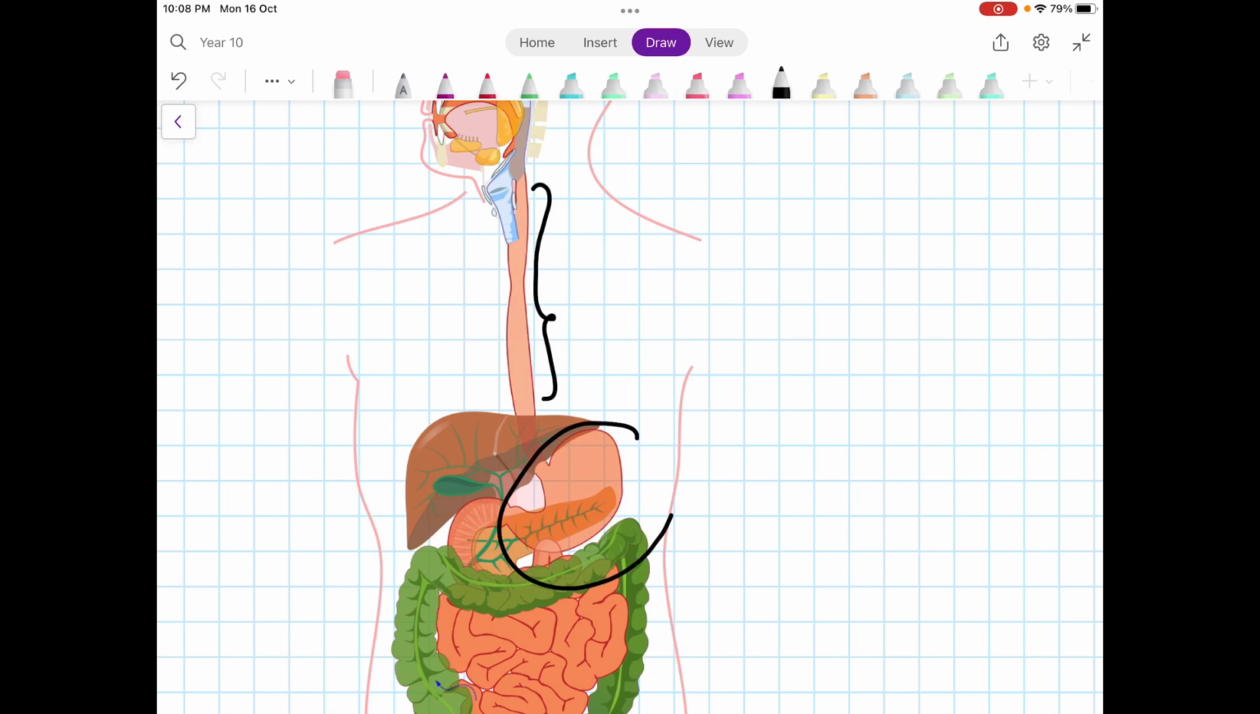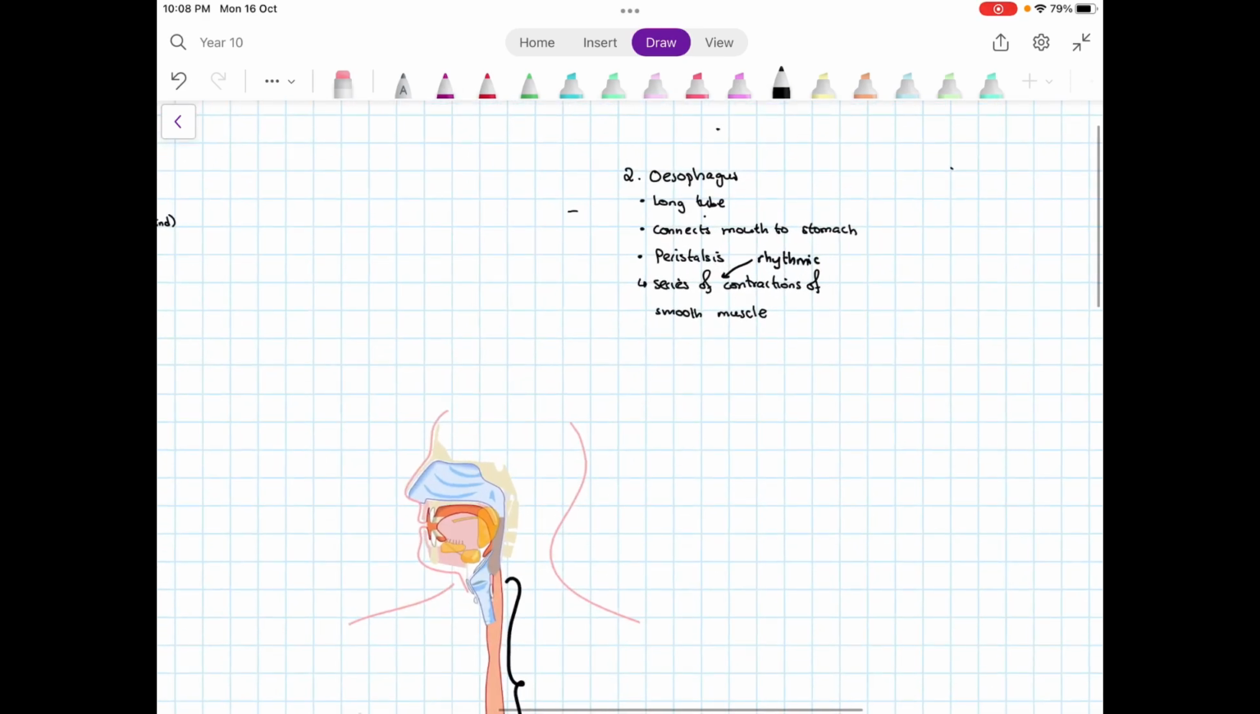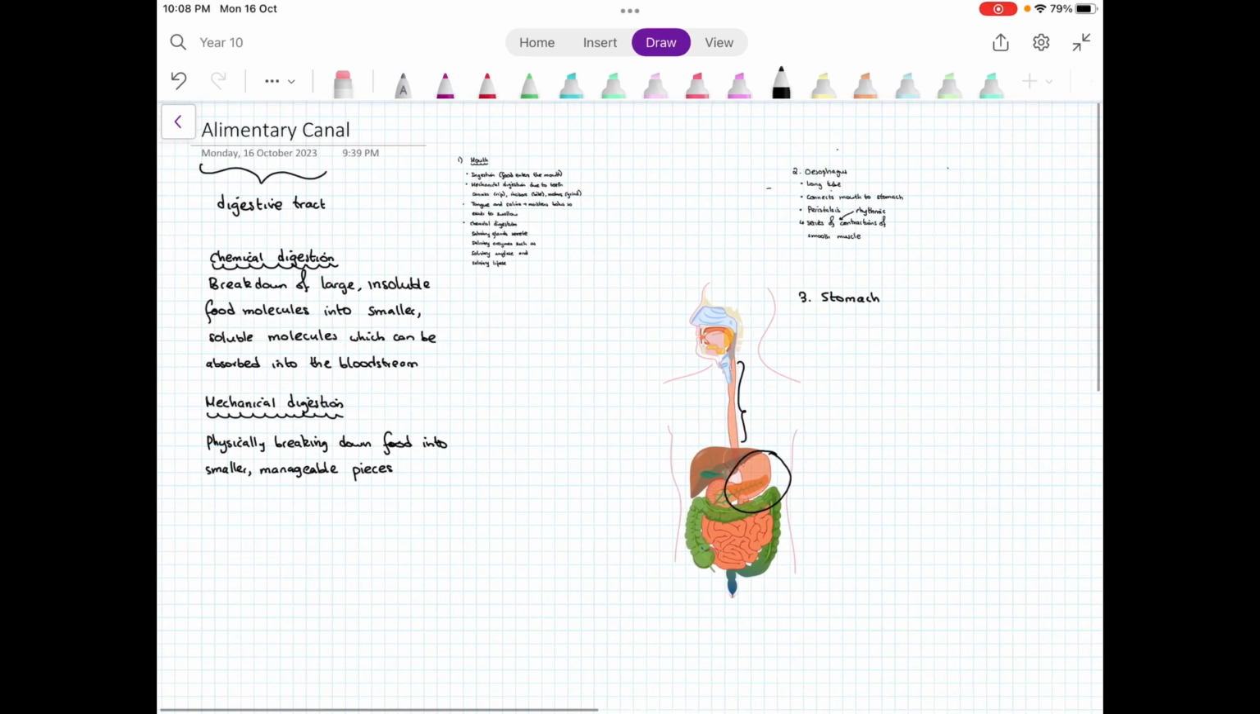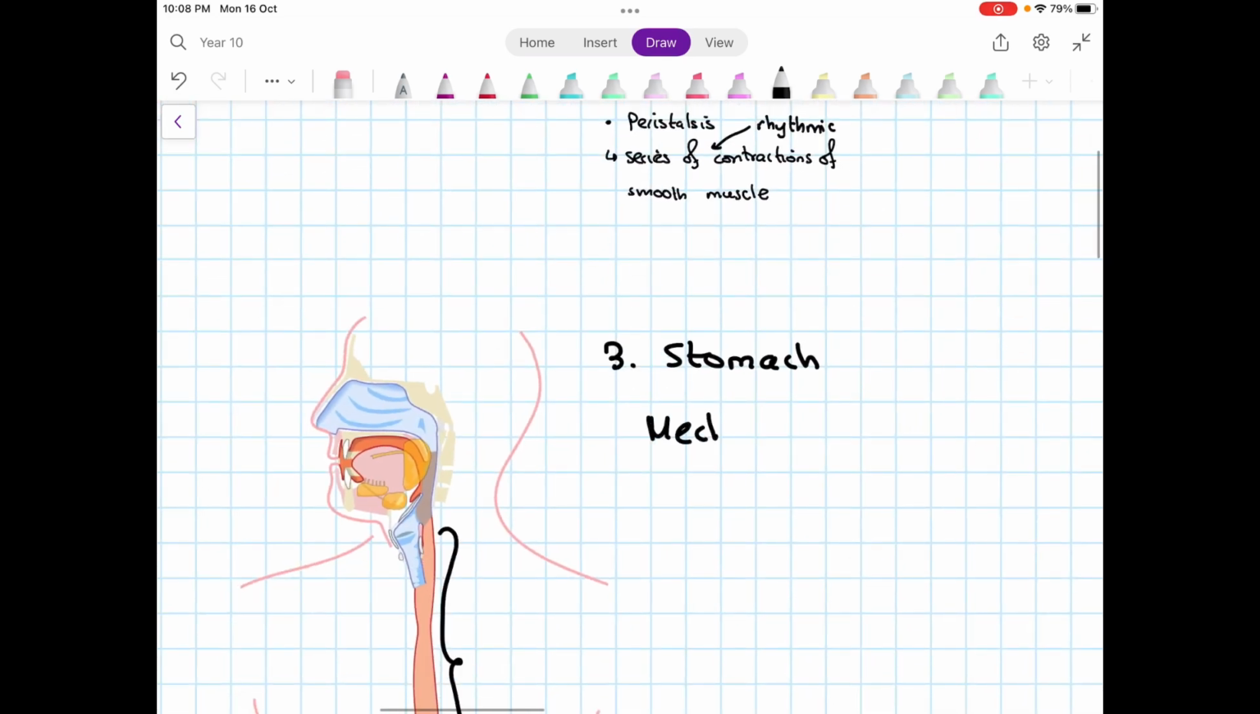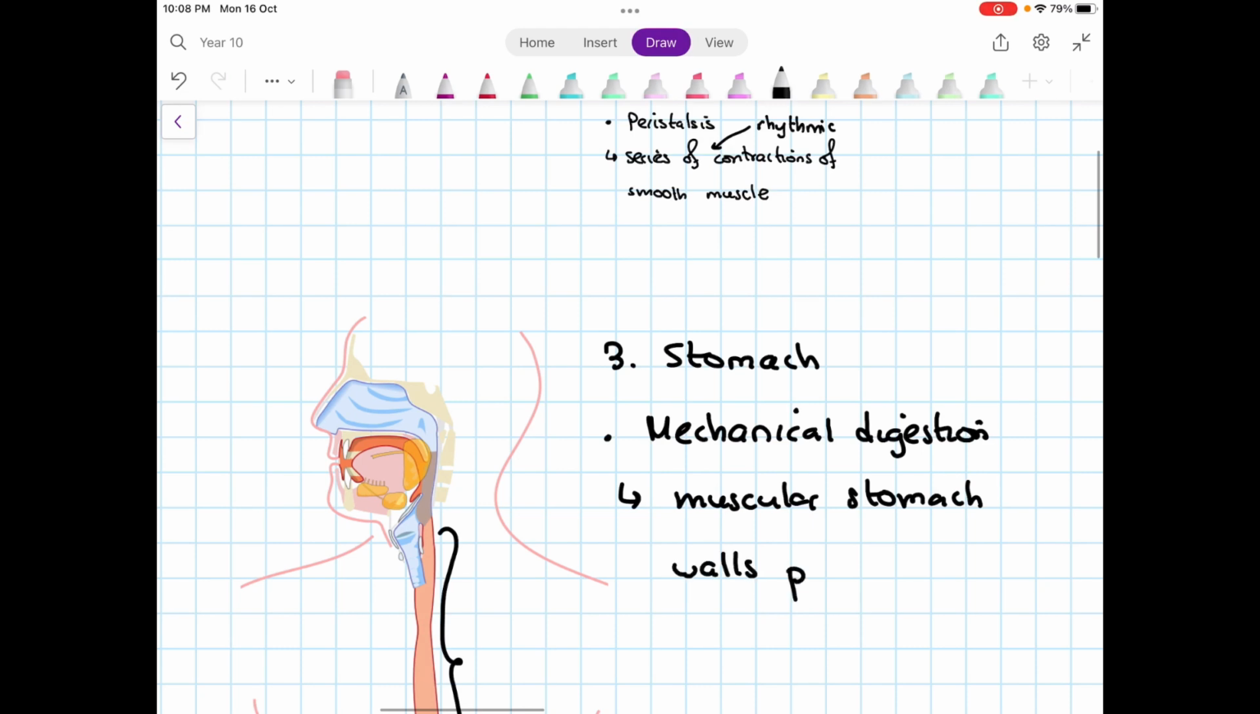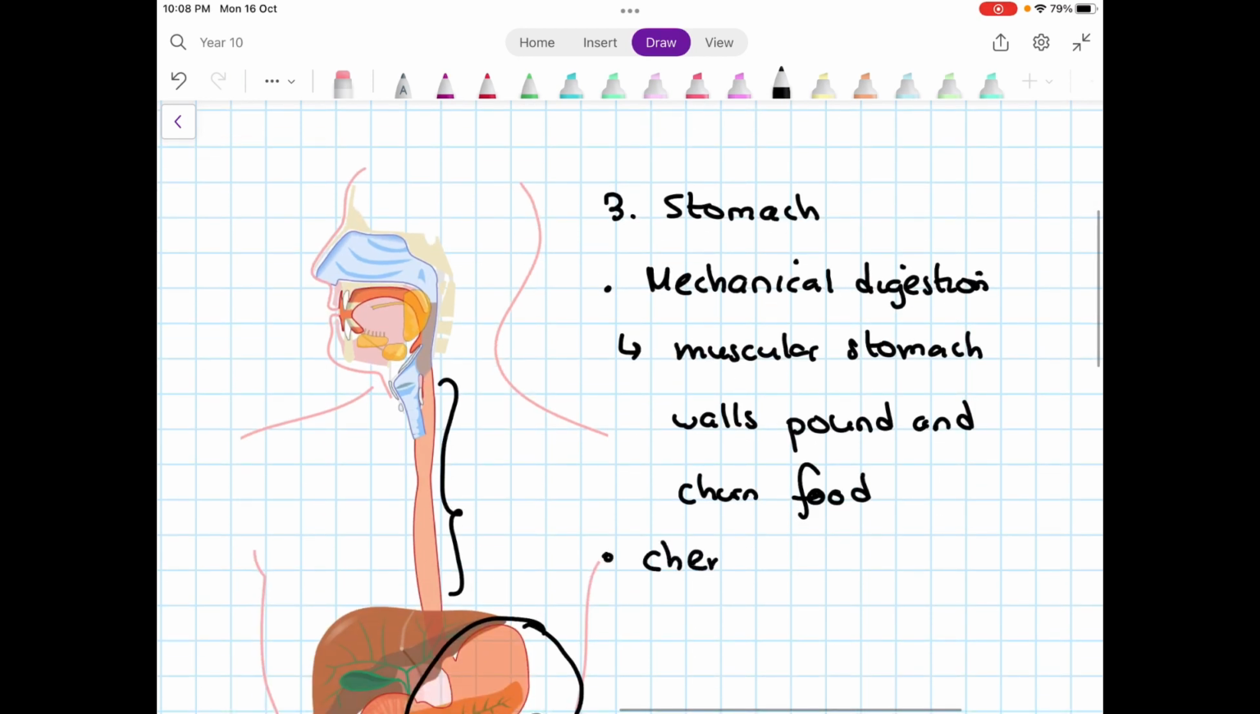Okay, once food is passed from the esophagus, it reaches the stomach, which is this organ over here. And once again, both mechanical and chemical digestion occur in the stomach. We have mechanical digestion because the muscular stomach walls pound and churn food, which physically breaks it down into smaller pieces.